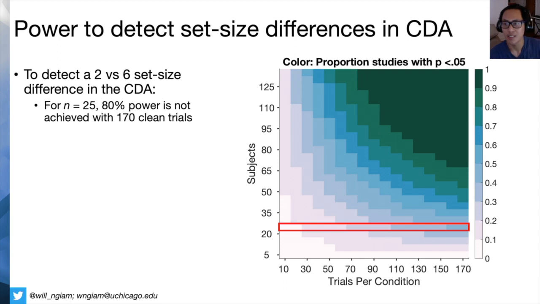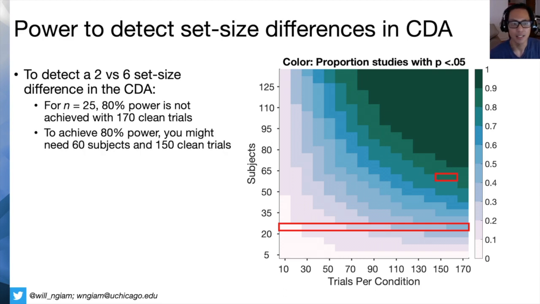If you extrapolate the curve, if you follow that second darkest green along, you'll see we'll need a substantial additional amount of trials to achieve 80% power to detect the set size difference between 2 and 6. I've also highlighted another cell here that achieves 80% power. You might need something more like 60 subjects and 150 clean trials, which is far more than the typical sample size of 25.